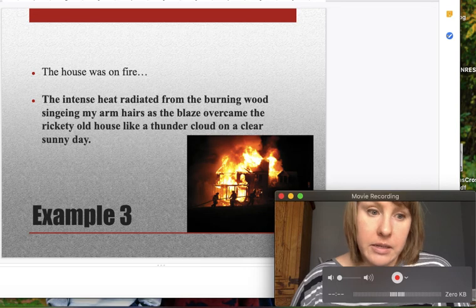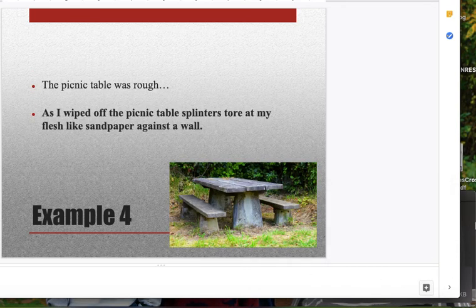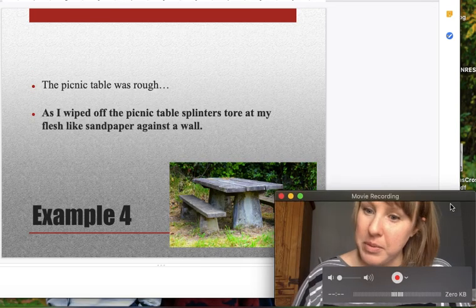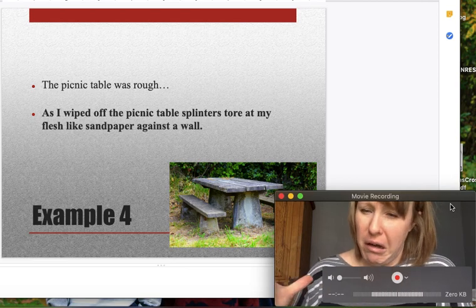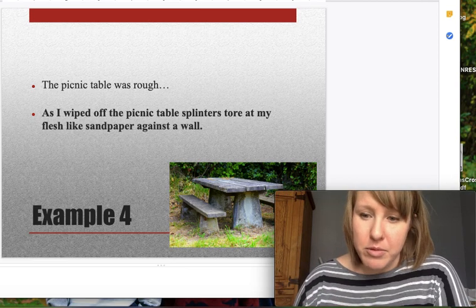And then here is the last example that we have for you. In the past, when we've been in school, everybody's reaction is, oh, to this one, because you can say the picnic table was rough. Yeah, it stinks.